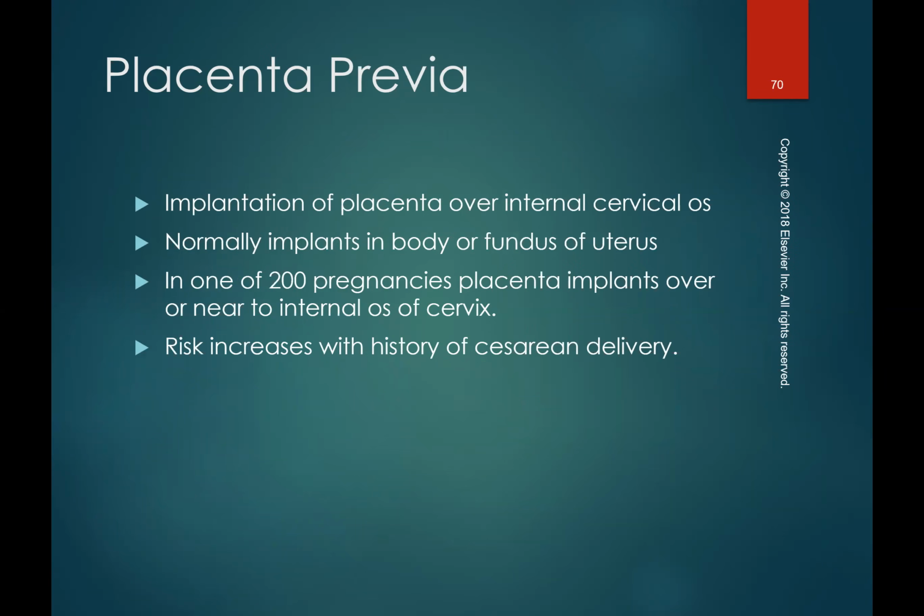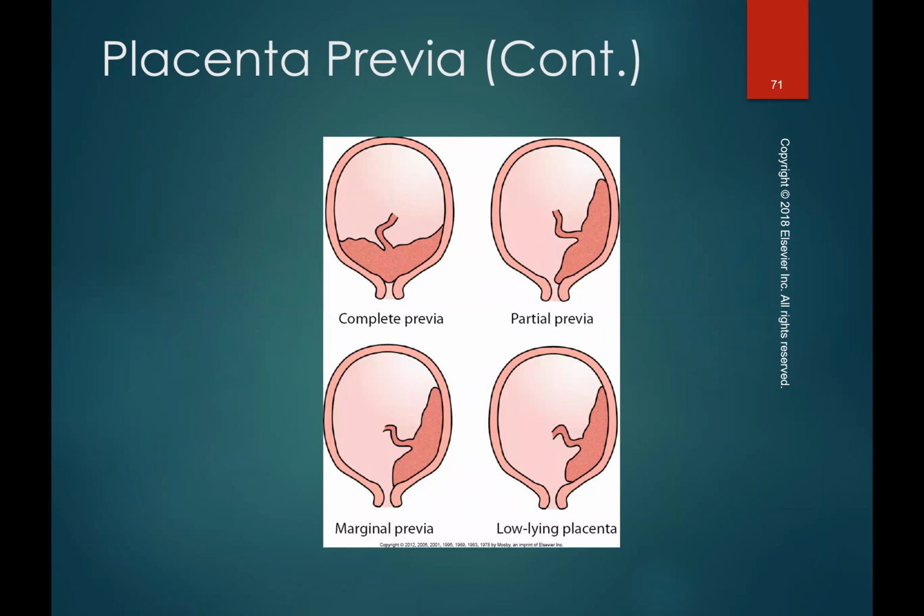So, placenta previa, the definition again, and this is important for you to know, and you will be tested on this, is the implantation of the placenta over the internal cervical os. Normally, it implants in the body or fundus of the uterus. In 1 in 200 pregnancies, the placenta implants over or near the internal os. So, you actually see it quite a bit. You have an increased risk of this if you had a history of cesarean delivery. So these are your different kinds of placenta previa.